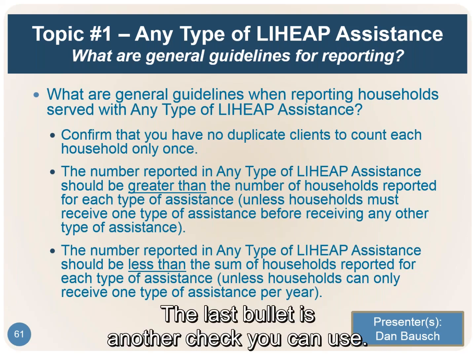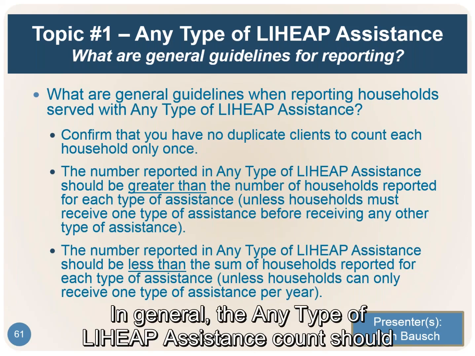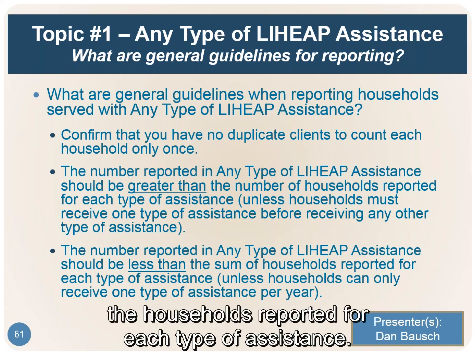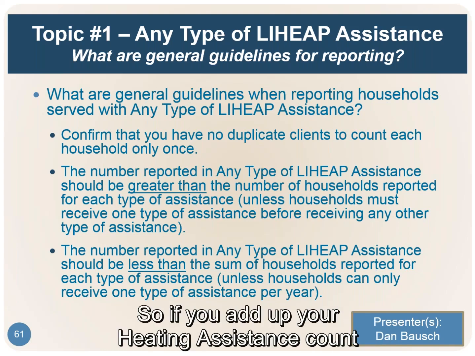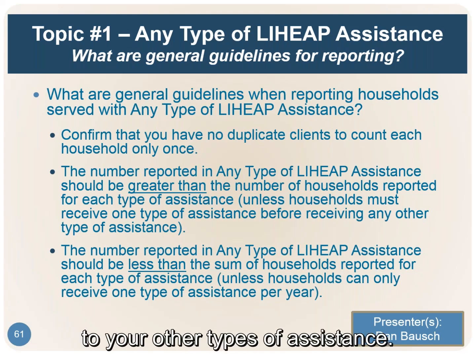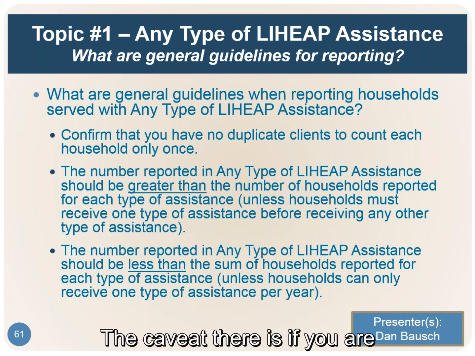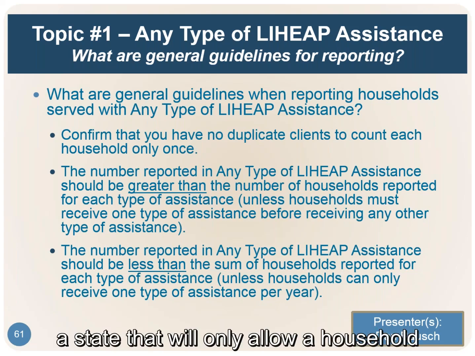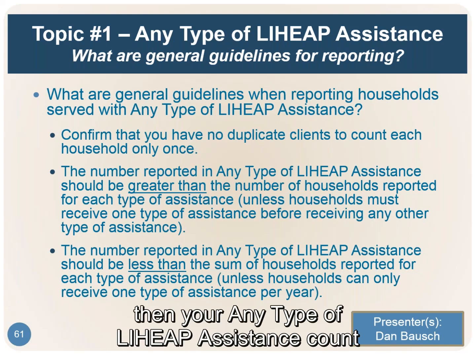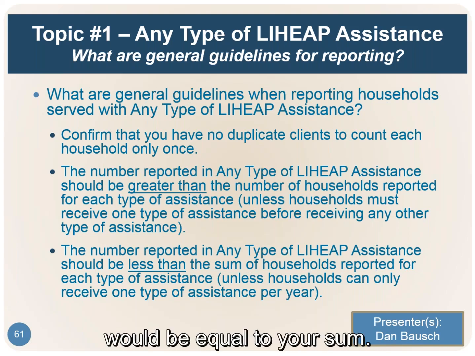The last bullet is another check you can use. In general, any type of LIHEAP assistance count should be less than if you added up all of the households reported for each type of assistance. So if you add up your heating assistance count to your cooling assistance to your other types of assistance. The caveat there is if you are a state that will only allow a household to receive one type of assistance per year, then your any type of LIHEAP assistance count would be equal to your sum.